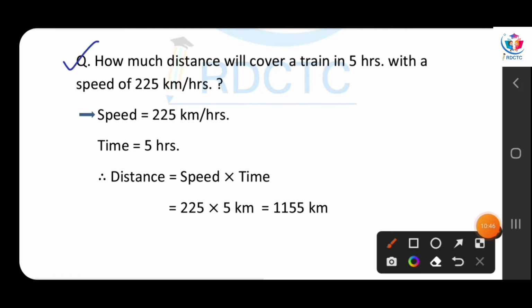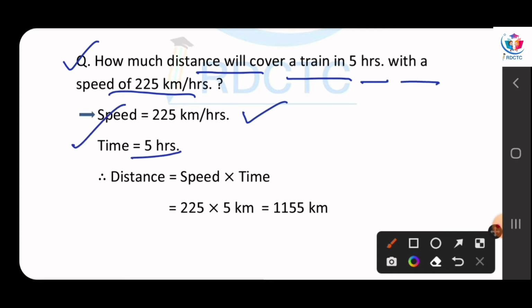How much distance will be covered by a train in 5 hours with a speed of 225 km per hour? 225 means 225 km per hour. Okay, this speed is 225 km per hour, and we get the time, that is 5 hours. Now easily we can find out the distance because we are already familiar with the equation, that is distance equals speed into time, right?